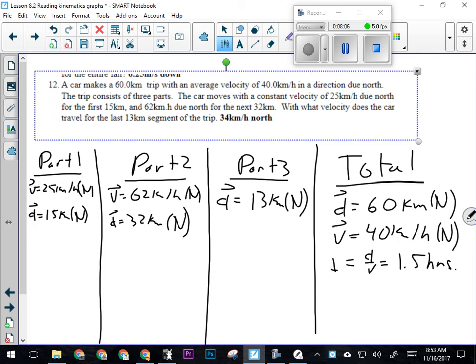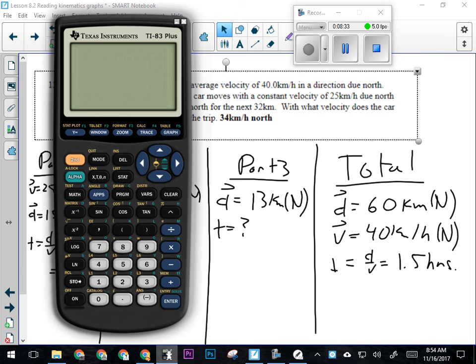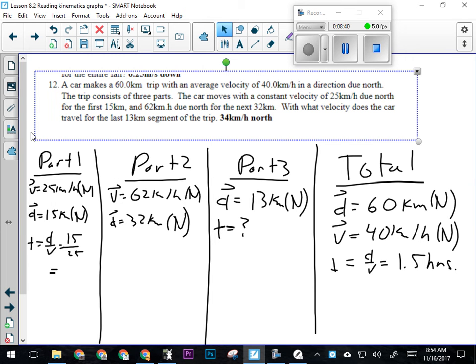If I want to find the velocity in part 3, what else do I need? Time. So that's what I've got to work towards. I know the whole trip takes 1.5 hours. Can I find out how long these 2 parts take? Yes. So t equals d over v. We'll have our 15 kilometers over 25, and that comes out to 0.6. So this is 0.6 hours.